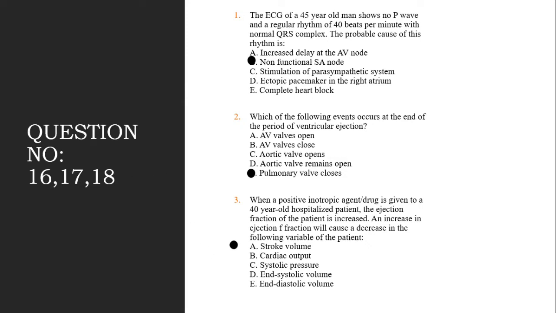So when there is an increase in the ejection fraction, it will cause a decrease in the end systolic volume, because end systolic volume is the volume of blood that remains in the ventricle after the systole. So when the contraction of the heart muscle is increased, more blood will be pumped into the aorta and systemic circuit. So less blood will be present in the ventricle at the end of the systole. This will lead to a decrease in the end systolic volume.